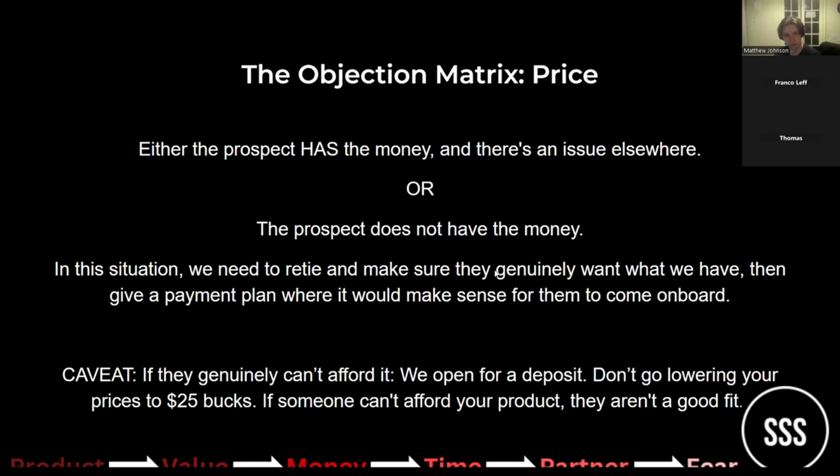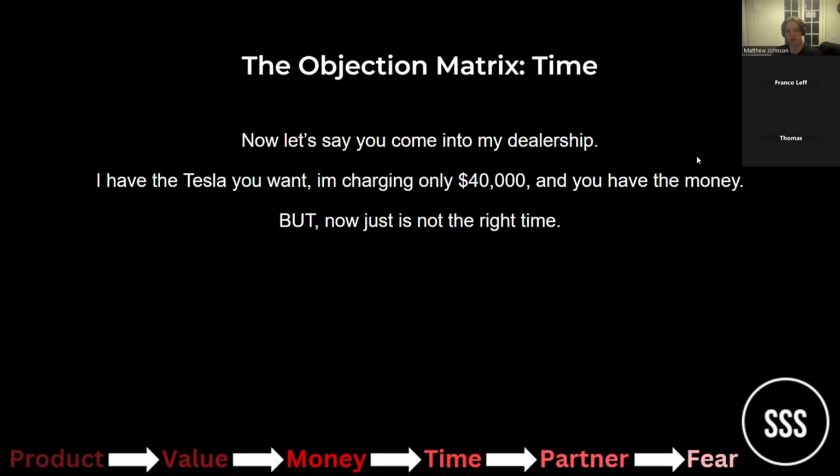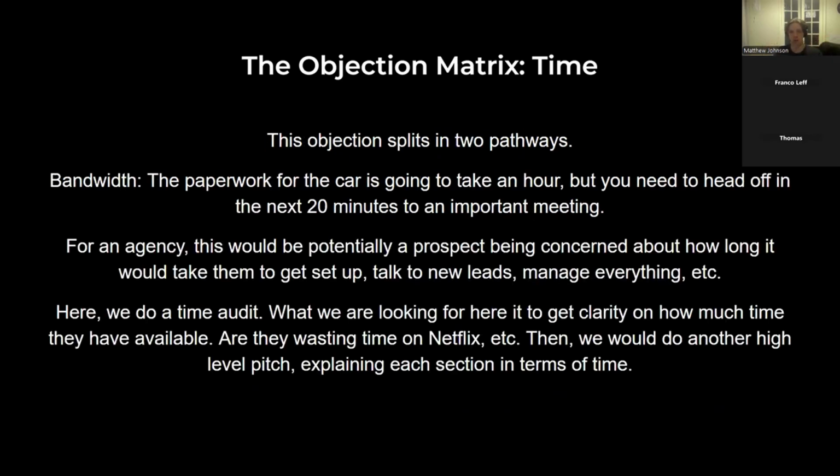Okay? Simple stuff. So next one after that is time. So same situation. Once again, you're back in the car dealership. I have the Tesla you want. I'm only charging you 40 grand, and you have the money, right? You have 50 grand, but now is just not the right time. Okay? That's the next objection.